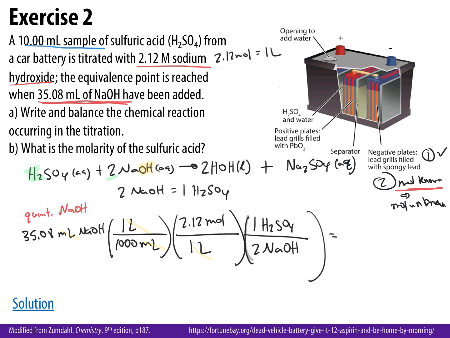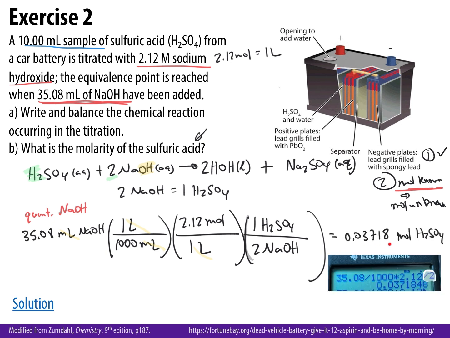For this part, I'm not done yet. I haven't reached the molarity of the sulfuric acid, but I'll at least have moles of H2SO4, which is pretty close to where I need to be. So I get 0.03718 moles of H2SO4. Now the last step is just to use the moles of the unknown and the other given information to solve for what I need.